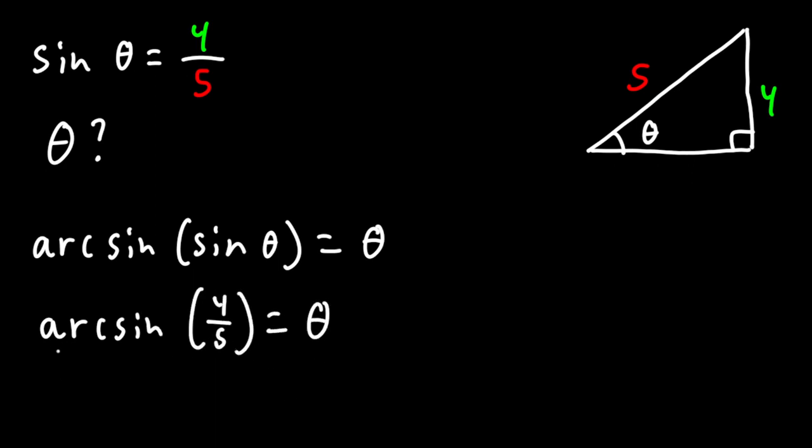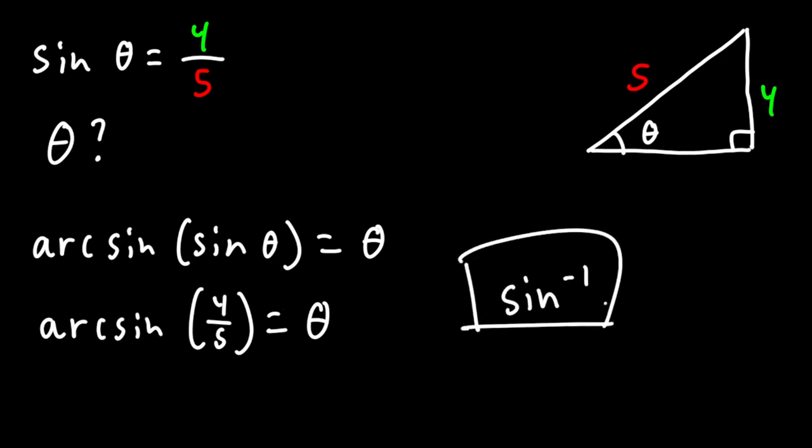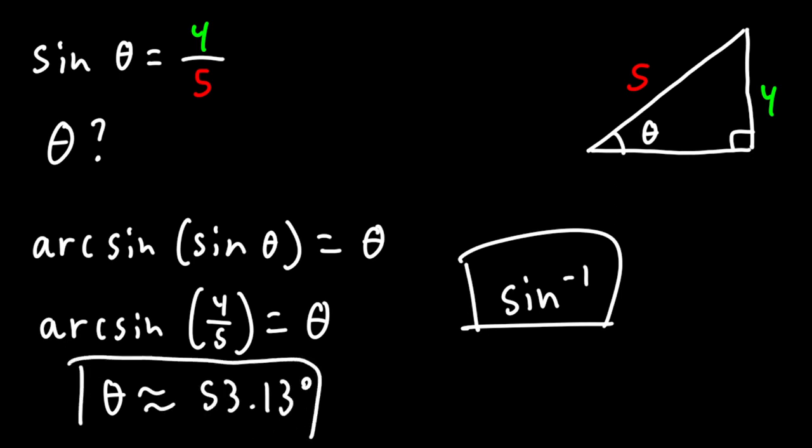The simplest way to solve for arc sine of a value is with a calculator. On a calculator, there should be a button that looks remotely like this. Make sure your calculator is set to degree mode. Inverse sine of 4 over 5 is approximately 53.13. So theta is approximately 53.13 degrees. And that's our final answer. Let's work on a few more practice problems.